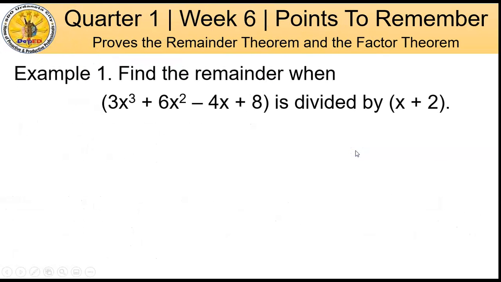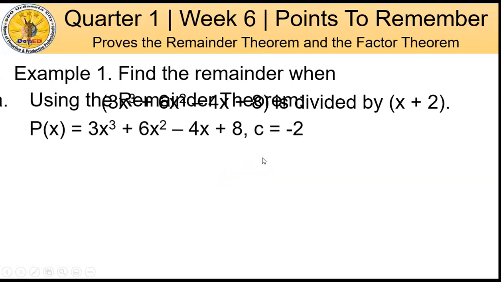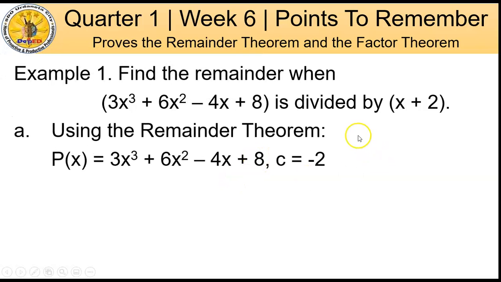For example, find the remainder when 3x cubed plus 6x squared minus 4x plus 8 is divided by x plus 2. So, one way, we make use of the remainder theorem. So we have the polynomial 3x cubed plus 6x squared minus 4x plus 8, and then our c is negative 2 after equating our linear factor into 0.